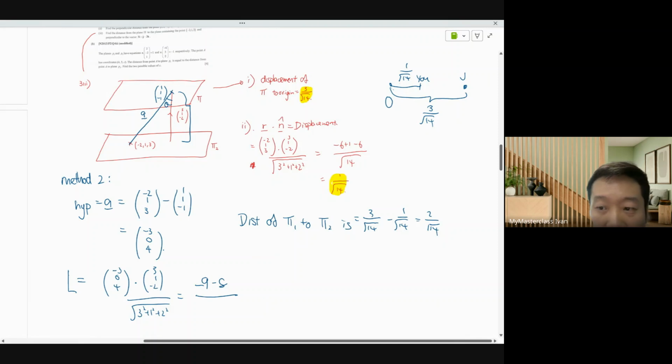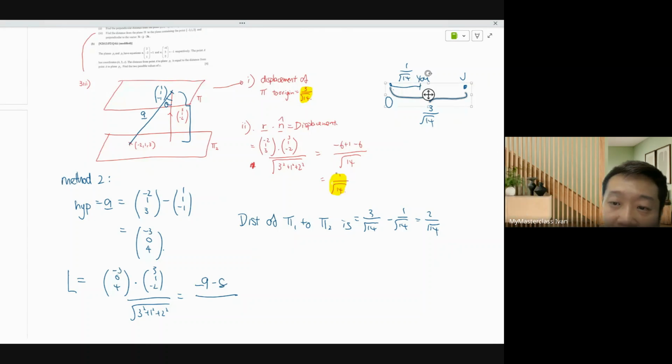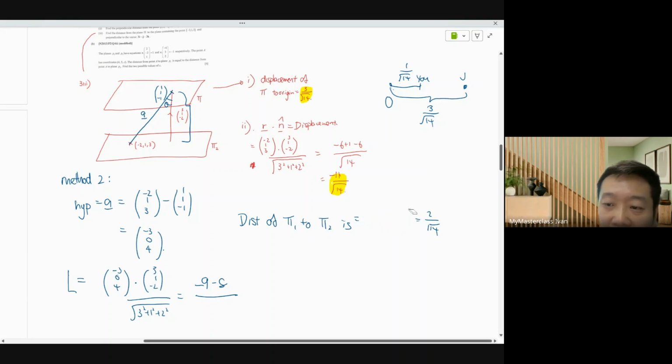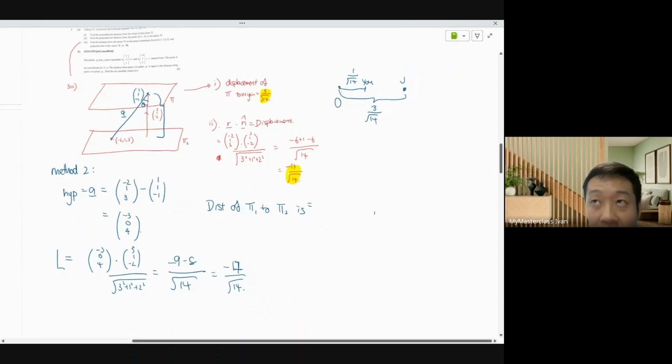Okay, so where? 1 over root of 2. Oh, -11? Yeah, -11. Then this is like -17 over root 14. Which one is the correct answer? It should be 14 over square root. This is the correct one.